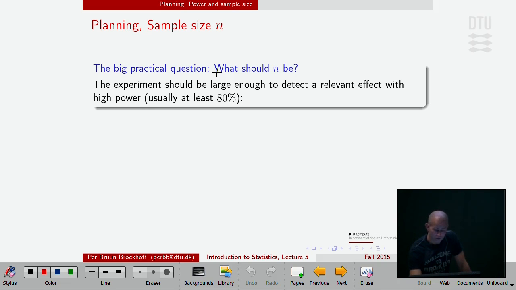They come to me before they do the experiment. They look at what they have in their finances, and they ask me, how large should n be? They don't show me the finances. They say, what should n be? And they expect me to give them the answer. 7, they hope. 9 maybe, depending on where we are. 1,000 at other places maybe.